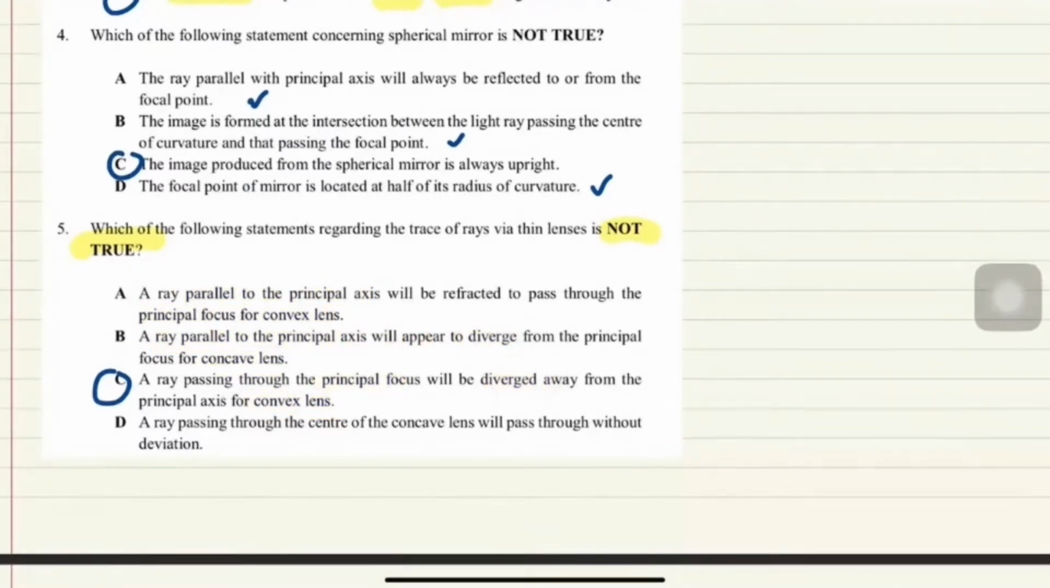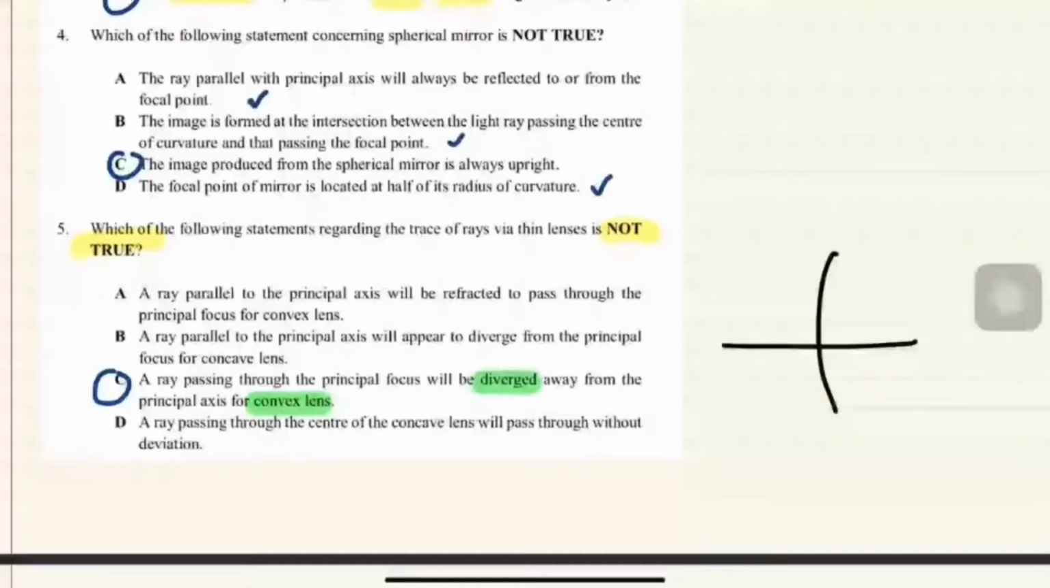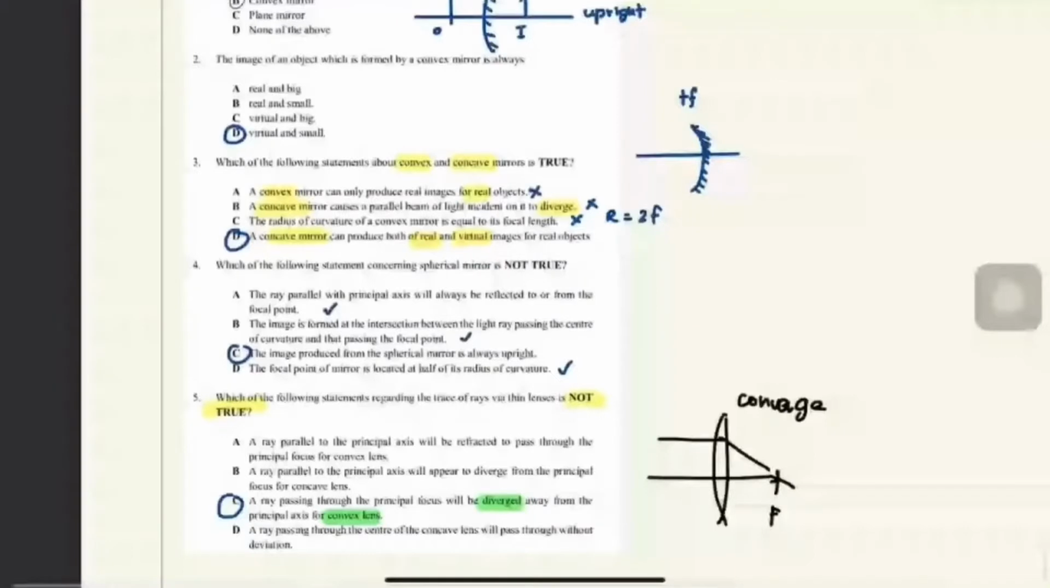So dia kata dekat sini diverge untuk convex, sedangkan convex lens is converge. So ni yang convex lens. Okay, any question so far? Faham ke tidak? Faham, sir. Okay, let's proceed to the next question. Question 6 kita dah discuss.